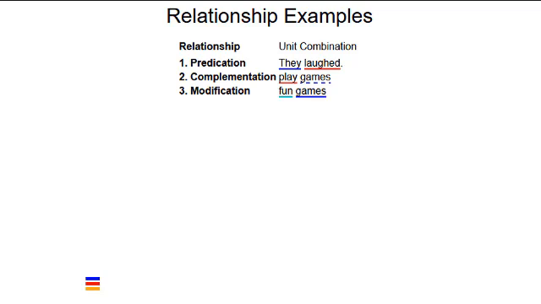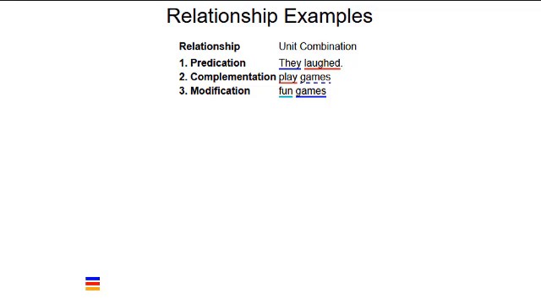The 2 words "fun games" form a noun phrase because they have a modification relationship. The word "games" is the head of this phrase, and "fun" is its modifier. You might be wondering, what's the difference between modification and complementation? They both connect subordinates to a head to form phrases. The difference is how the meaning of the head has been changed.